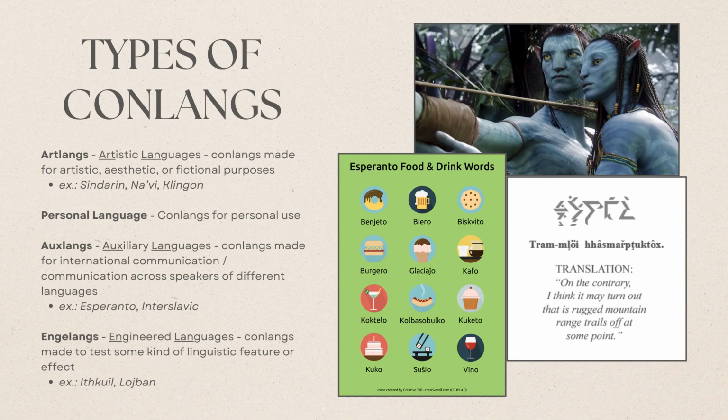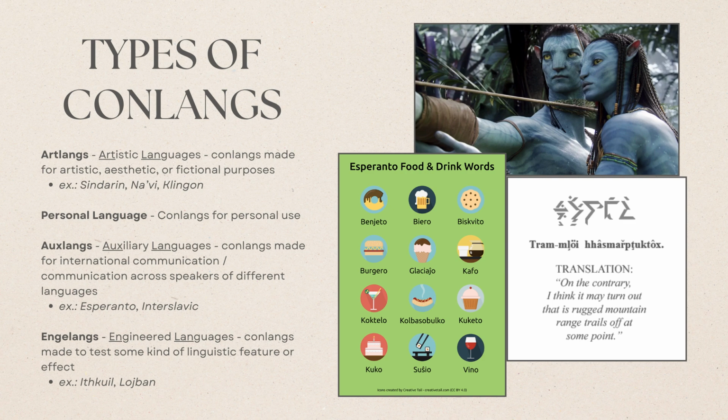As per my experience, a really large bulk of the conlangs I see are artlangs, or artistic languages. So these are conlangs made for artistic, aesthetic, or fictional purposes. Think of Sindarin from the Lord of the Rings series or The Hobbit, created by Tolkien. Think of Na'vi for the Avatar series, specifically these blue people. Think of Klingon from Star Trek. These are artlangs because they're made for fictional purposes. It could be a personal language, which is just a conlang for personal use. And a lot of conlangs out there are personal languages. They're just made solely for the creator.